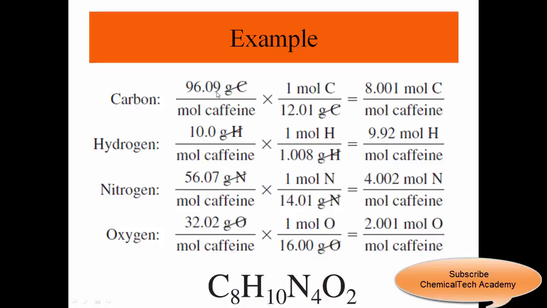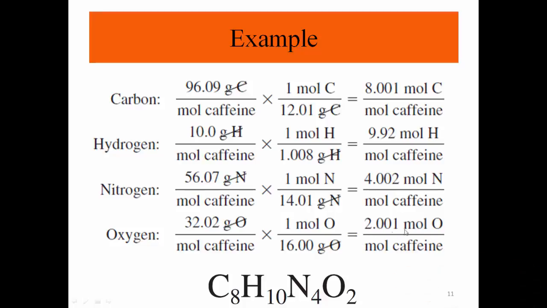So we have 96.09 grams carbon per 1 mole of caffeine. With the atomic mass of carbon, we can convert this mass of carbon to number of moles. So in each mole of caffeine we have 8.001 mole carbon. We can do the same thing for hydrogen, nitrogen, and oxygen. In each mole of caffeine we have 9.92 mole hydrogen, 4.002 mole nitrogen, and 2.001 mole oxygen.